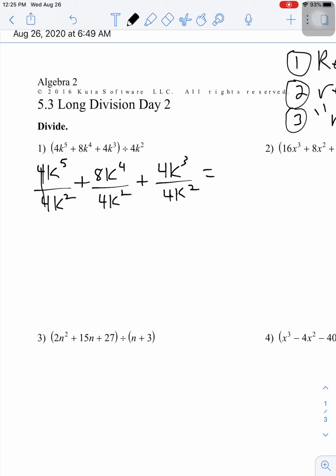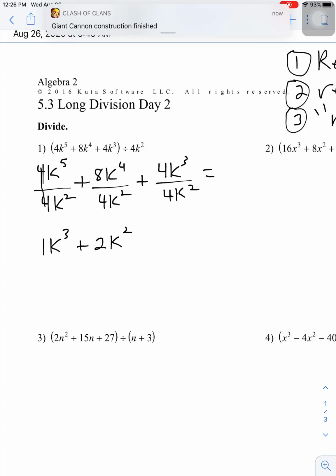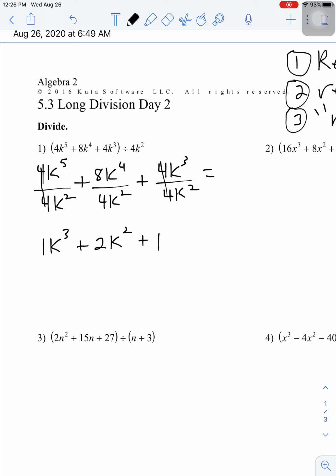So 4 divided by 4 is going to give you 1. K to the 5th over k squared is k cubed, plus 8 divided by 4 is 2. K to the 4th over k squared is k squared, plus 4 divided by 4 is 1. And again, you don't have to write the 1. And then k cubed over k squared is going to give you k. So if you attempted the homework yesterday, you already knew how to do that one. And again, if it's a polynomial divided by a monomial, you're just splitting it up and then reducing.